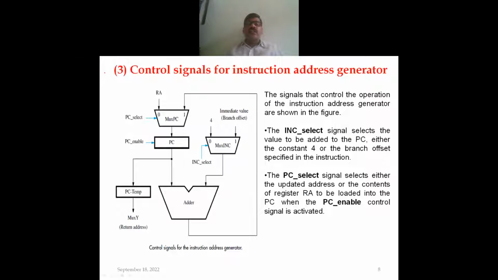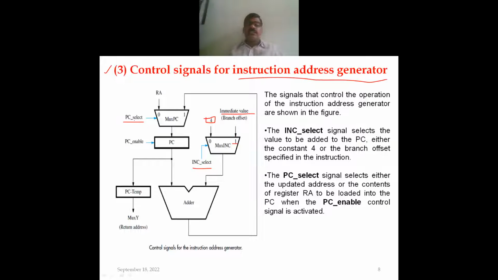The third category of control signals is required for the instruction address generator. The signals that control the operation of the instruction address generator are shown in this particular diagram. PC_select is one control signal, and then INC_select is another control signal, which selects the value to be added to the PC, whether we have to add the word length value 4 bytes to the PC, or the branch offset value which is specified as the immediate value. So the INC_select signal will add either the constant 4 or the branch offset specified in the instruction.